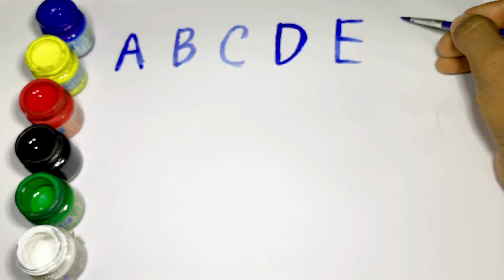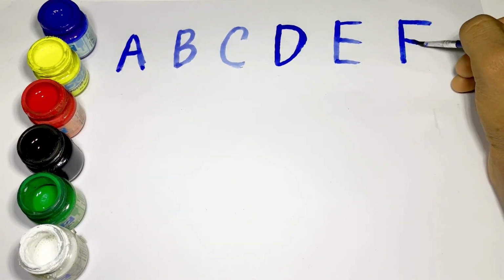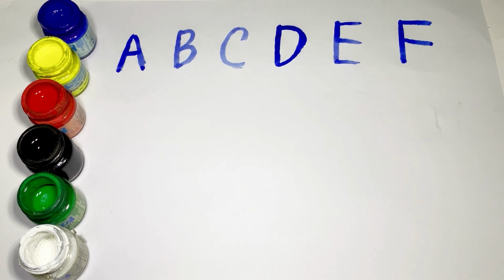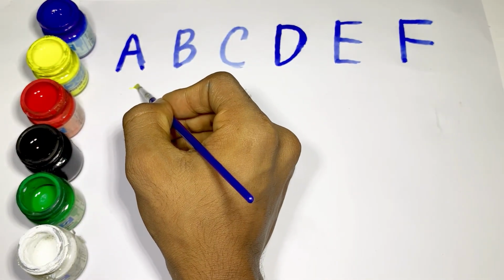Again use blue color and draw F. F for fish, F for fan. Next G. G for God, G for grapes. The alphabets of G, and use yellow color. Yellow color.